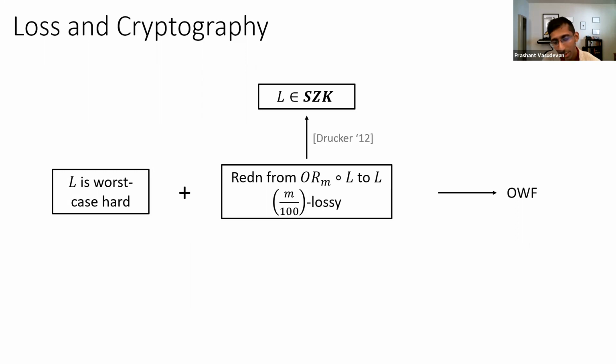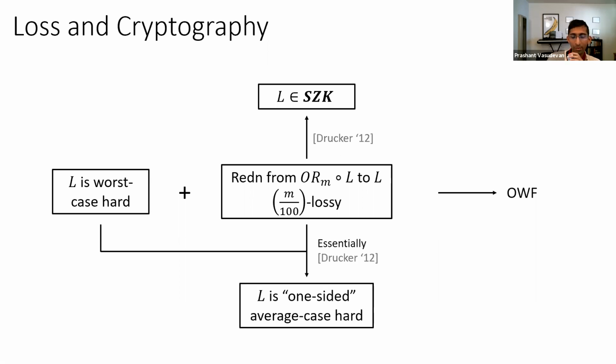You start with what I just said with Drucker's result, that this implies that L is contained in SZK. This is a stronger hypothesis than what Drucker was using, so this still follows. Then we show that these two things together imply that L has a certain kind of average case hardness, which I'm going to tell you about in a minute. And then we put these two together to show that a language in SZK which has this one-sided average case hardness implies a one-way function.